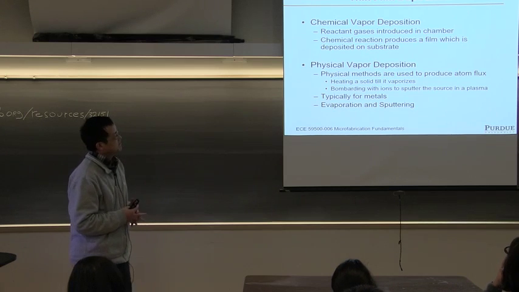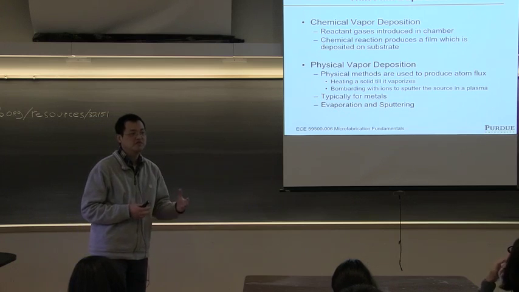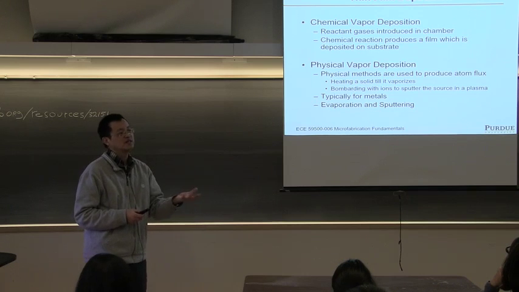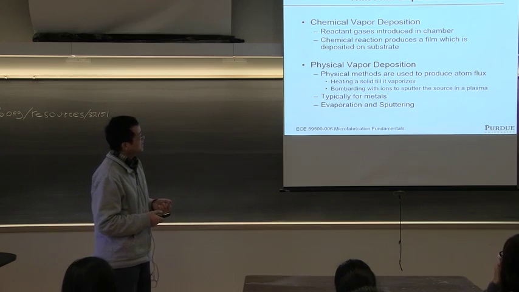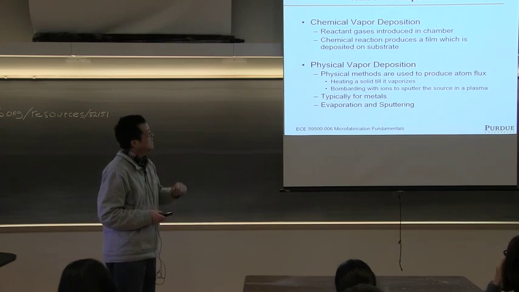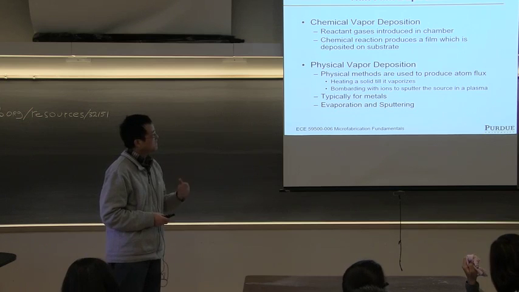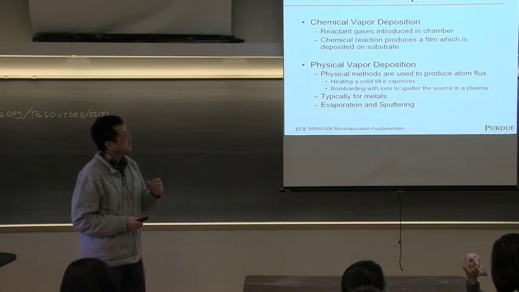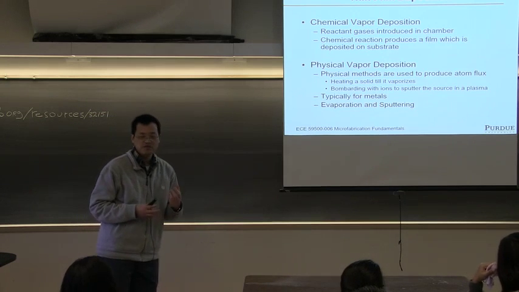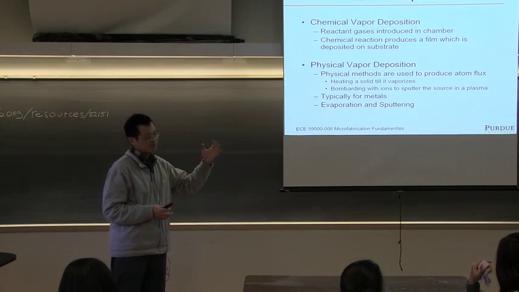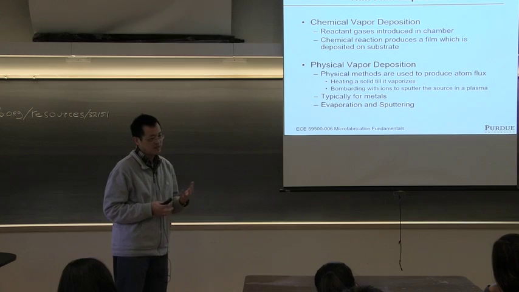The second category we call physical vapor deposition. Basically there's no chemical reaction. If you want to deposit nickel, you want a nickel target or a source of solid nickel. For example, you can heat a solid until it evaporates, or bombard it with ions to sputter the source in the plasma. We will discuss both in this lecture. They're typically used for metals, but they can also deposit dielectrics, like silicon nitride, or other materials.